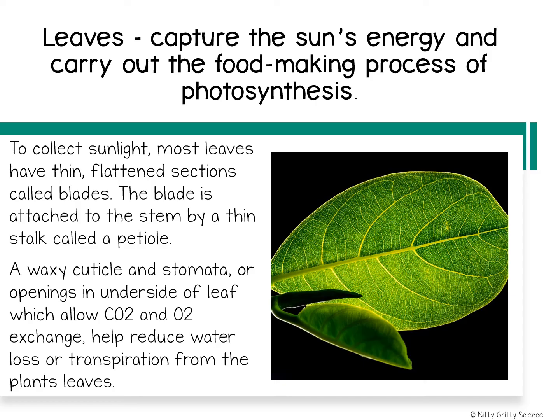Throughout the blade are leaf veins, and these veins carry water and nutrients to the blade tissue. Now, we've already talked about the waxy cuticle, and this protects the leaves from losing water, and stomata, which are openings in the underside of the leaves that allow carbon dioxide and oxygen exchange.